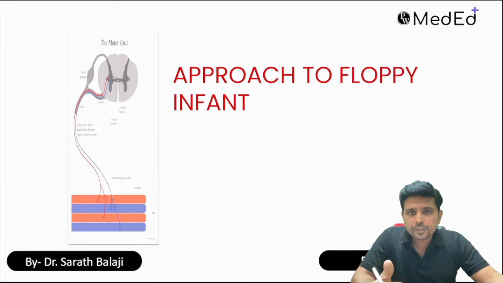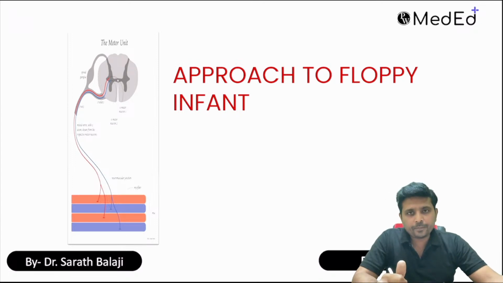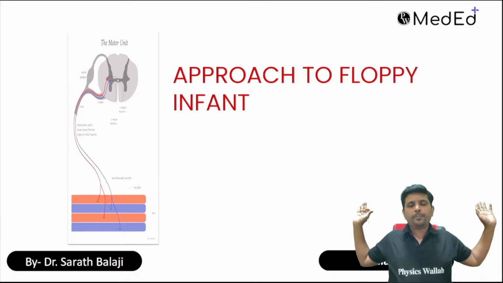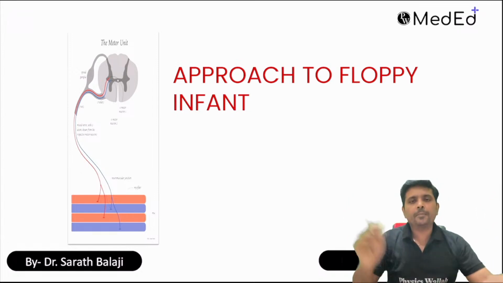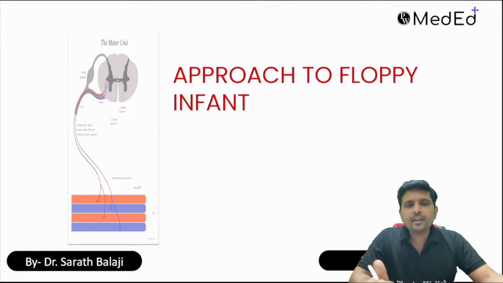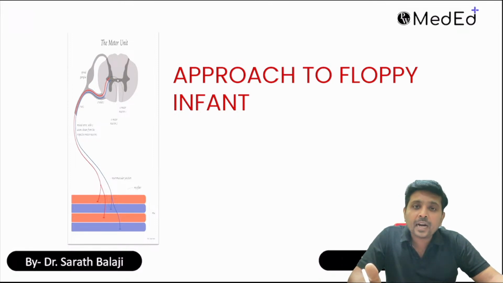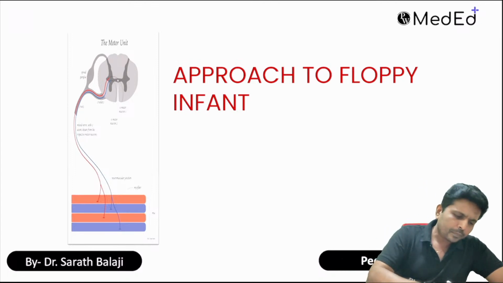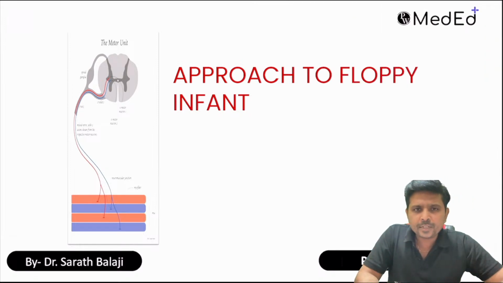So how to approach a case of floppiness or weakness whenever a child presents with it? What will be the manifestations of this floppy infant? We all know that the child is floppy, limp, not moving the limbs properly, not moving the upper limb against gravity, not elevating the lower limbs against gravity. What will be the other manifestations? Let's see.